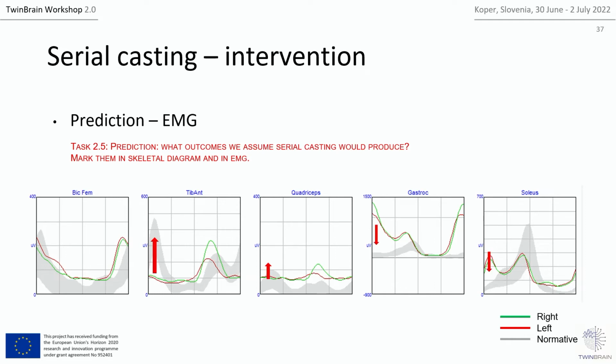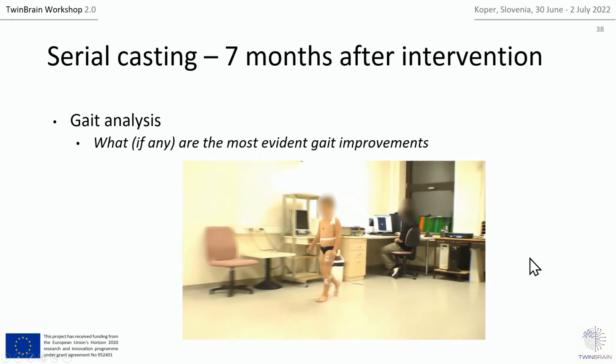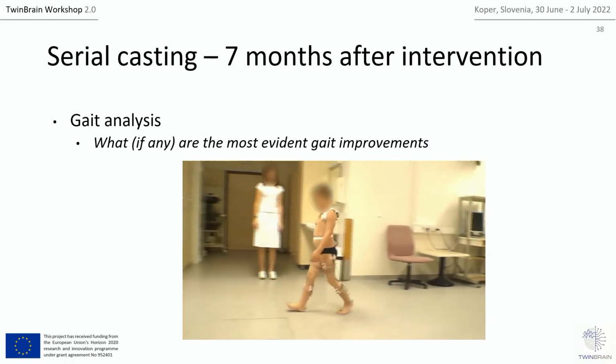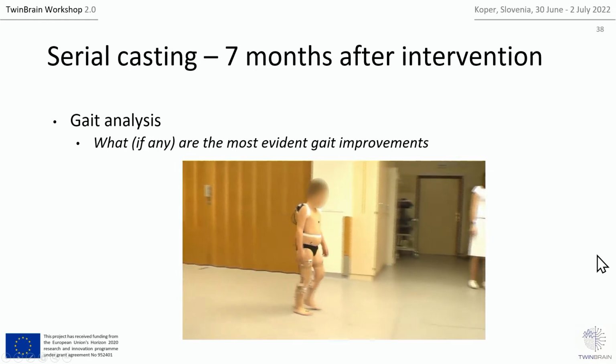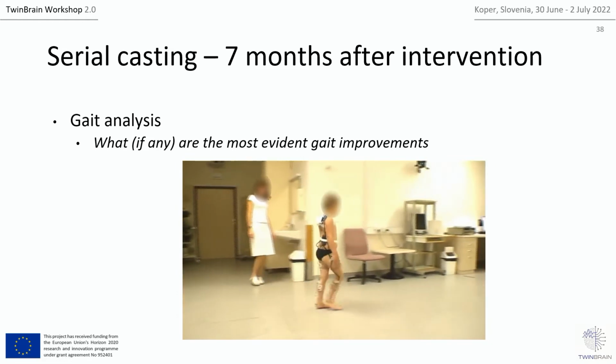So these are our predictions. The tibialis activity would increase, the quadriceps activity would increase here, and the activity of plantar flexors would decrease here immediately after the contact. So this is the child after this period when he was equipped with the plasters.